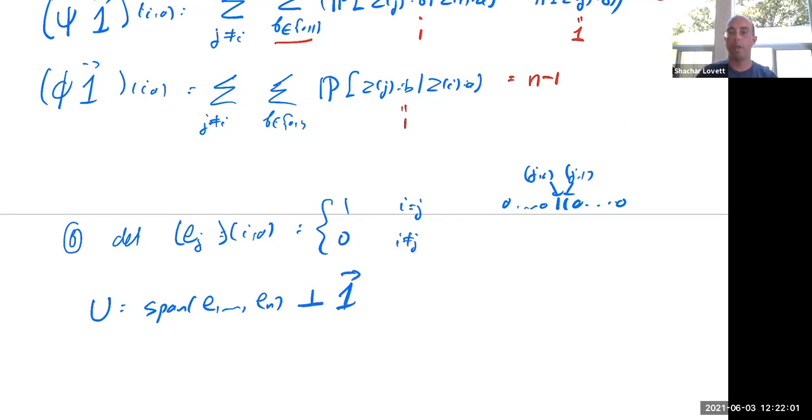Okay. And I'm claiming, and I won't do the calculation here, but by doing a similar calculation to the one above, just because multiplying by EJ sums both options for BB in 0 and BB in 1, you can prove that for any F in U, psi F is 0.